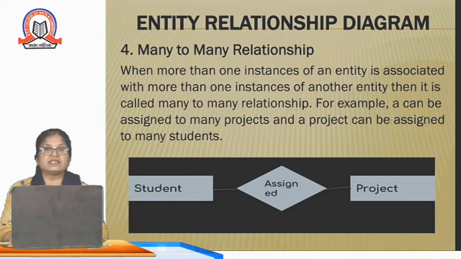And last one is the many to many relationship. When more than one instances of an entity is associated with more than one instances of another entity, then it is called many to many relationship. For example, a student can be assigned to many projects and a project can be assigned to many students.